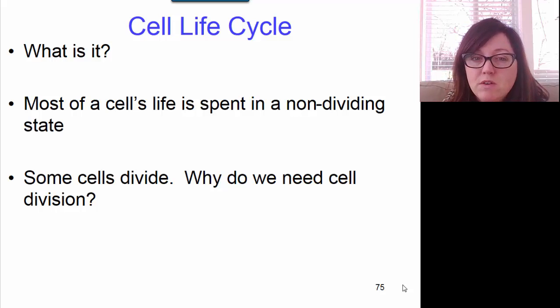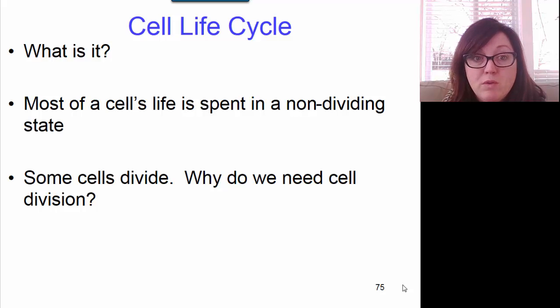So most of a cell's life is spent in a non-dividing state, right? In which case the cell is just being its little cell self. It's doing its job, whatever it is. If it's a cardiac muscle cell, it's beating away. If it's a neuron, it's sending action potentials. If it's a liver cell, it's detoxifying. Some cells divide, though. And why would we need cells to divide, right? So take a minute to think about this. Why would we need cells to divide?